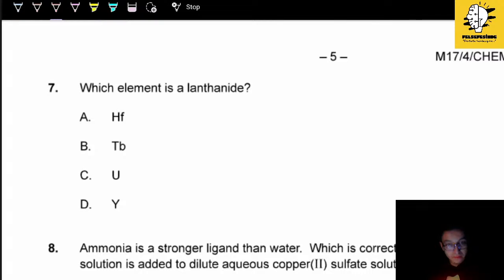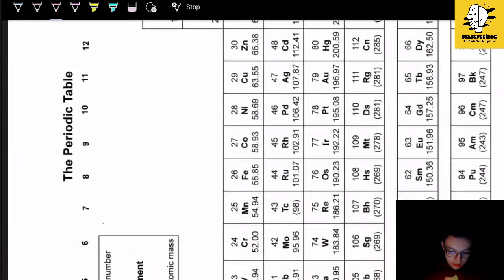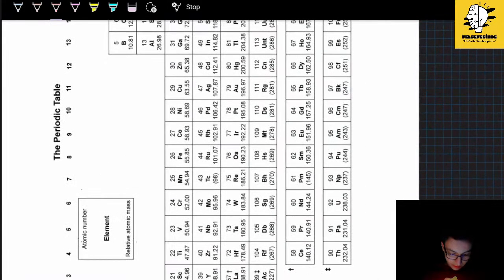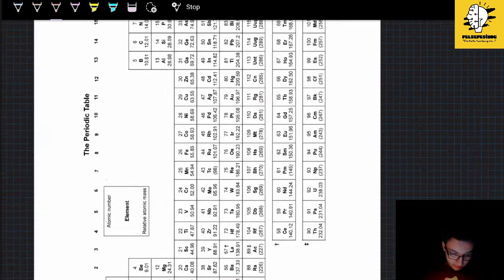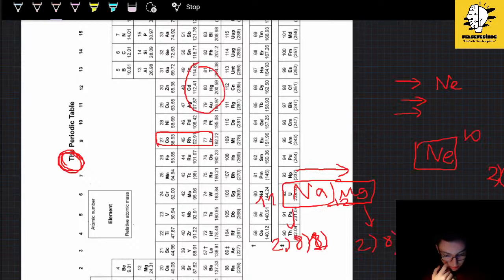Okay, so it says which element is a lanthanide. When I look at the periodic table, guys, if you want, I can open the periodic table. Just a second. Yeah, here. You have to see it in this format, but IB loves those weird things, like putting the table like this. Can you let me annotate?